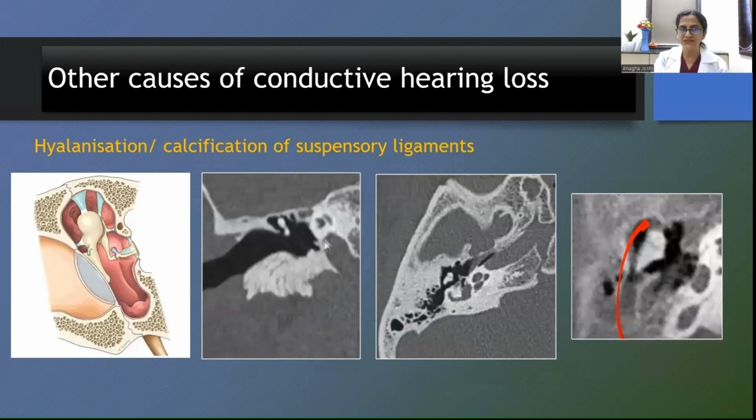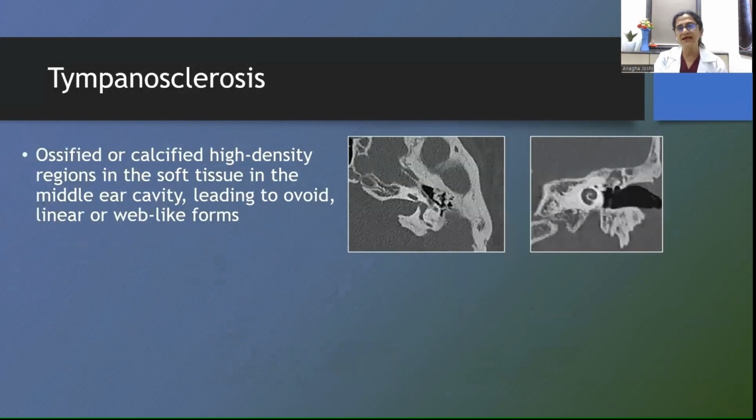You can get calcification of the suspensory ligaments, typically seen in the coronal plane for the superior malleolar ligament, or in the axial plane for the anterior malleolar ligament. Tympanosclerosis can be rarely diagnosed on a CT scan, but if it is seen, it appears as ossified or calcified high density regions of soft tissue in the middle ear cavity, in ovoid, linear or web-like forms. As you can see, here is tympanosclerosis involving the epitympanic fixation of the malleus.